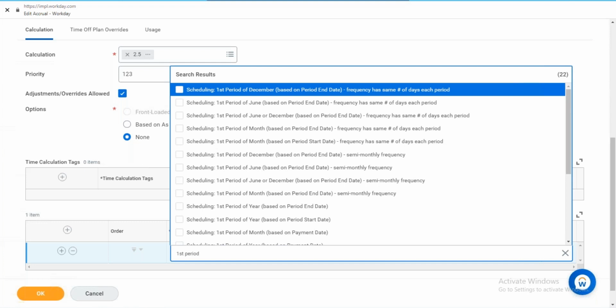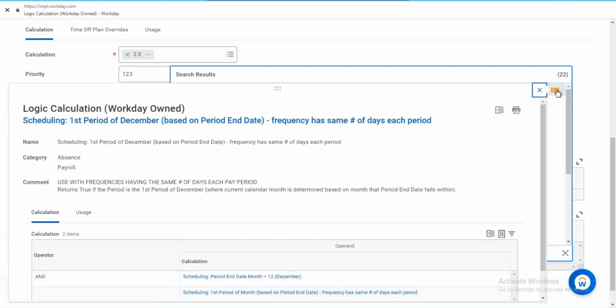And what is the reason for using this scheduling? Scheduling, the name itself says looping. In coding we say loop. It is looping when the things would be allotted, like first period December based on period ended. Always read those descriptions. Scheduling means always providing when the balance would be given. That is the functionality of scheduling.